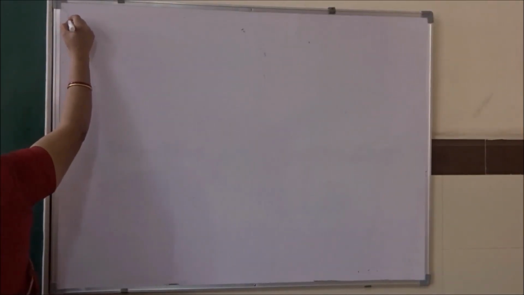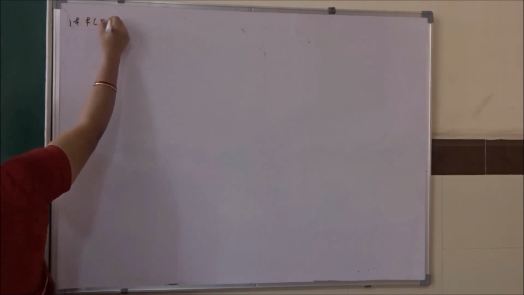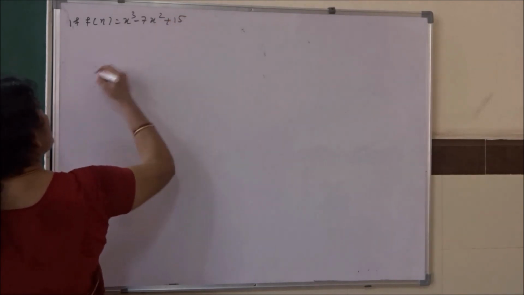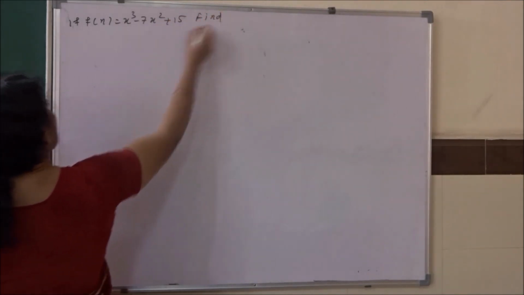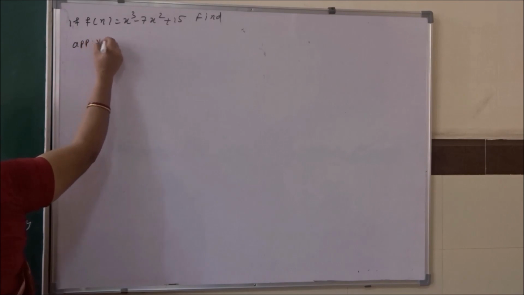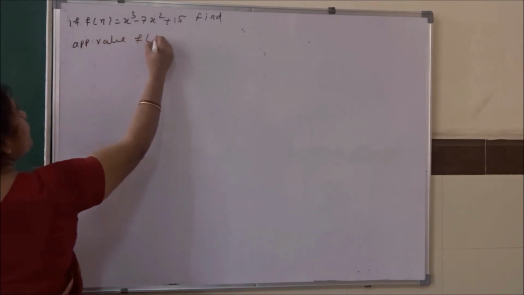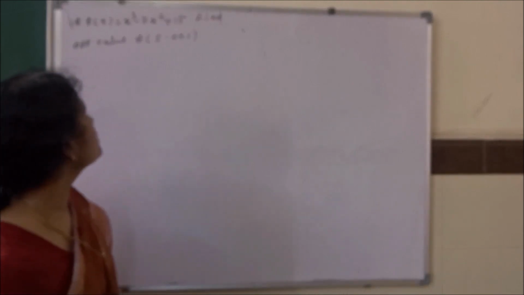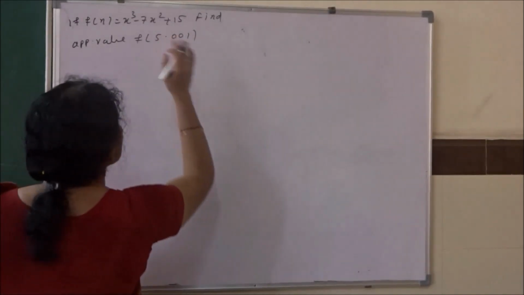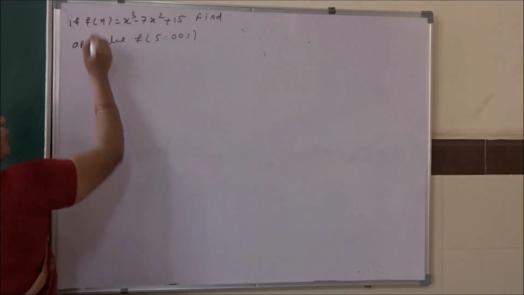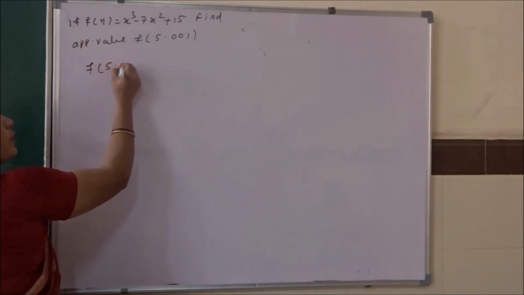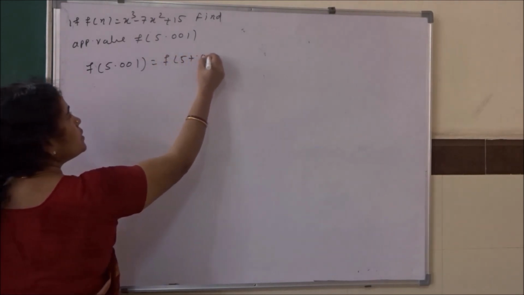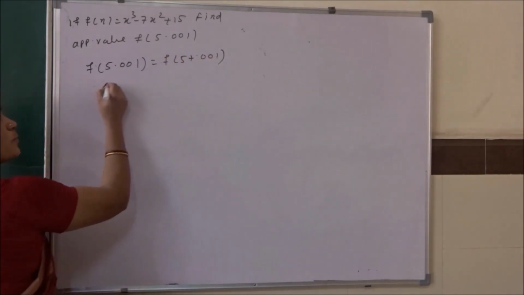Find the approximate value of f of 5.001, if f of x is equal to x cube minus 7x square plus 15. Another most important question. Okay, fine. So how to find the approximate value of this one? Let us see. You need the approximation value of f of 5.001, that can be written as f of 5 plus 0.001. Am I correct?